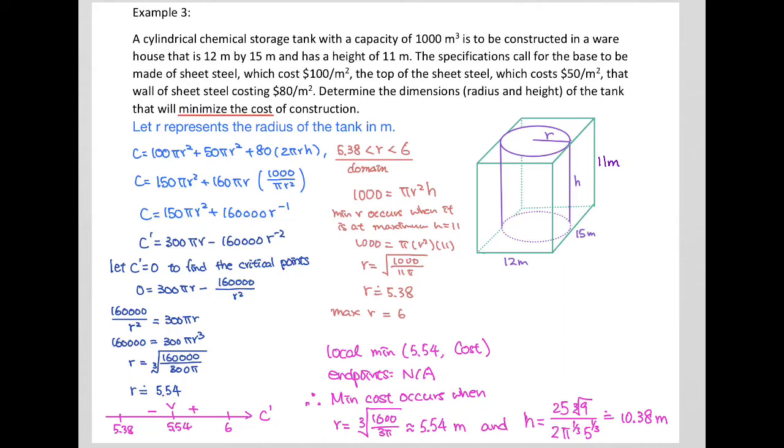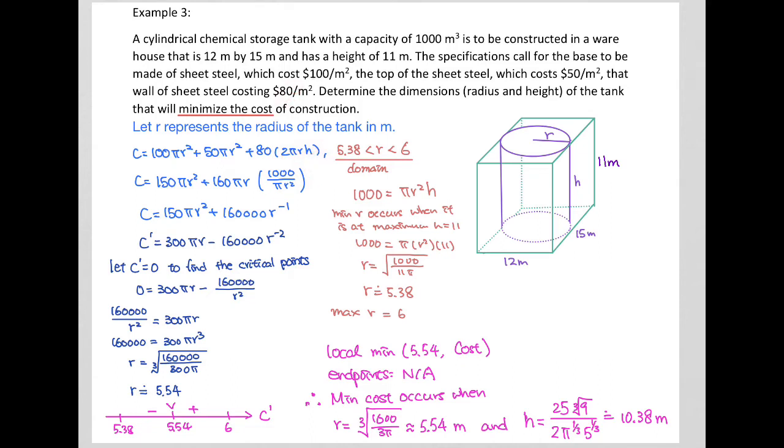Next, we're going to find the equation that we are trying to optimize. Here we are minimizing the cost of the construction. That means our equation will be in terms of the cost of the cylinder. So let's look at a cylinder. On the top, it's a circle. So the area is pi r square times the price, which is 100, plus the cost of the bottom, which is also a circle, which is pi r square, times the price, which is 50. And let's look at the side wall of the cylinder. The area will be 2 pi r h times the price, which is $80.